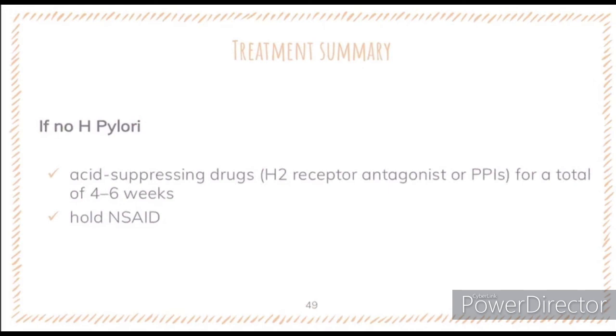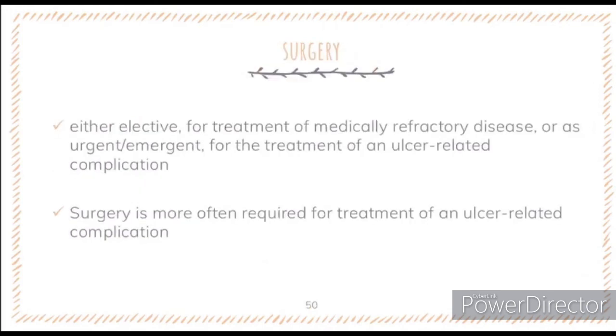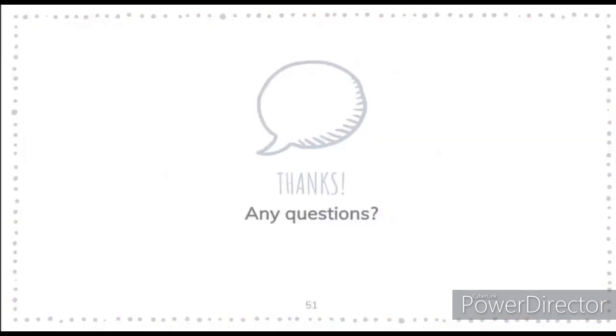However, if there is no H. pylori infection, we can just give an acid-suppressing drug, either histamine receptor antagonists or proton pump inhibitors, for a total of 4 to 6 weeks and hold the NSAIDs. And last, the last resort for treatment of patients with PUD would be surgery. It's either elective for treatment of medically refractory disease or urgent or emergent for the treatment of an ulcer-related complication. Surgery is more often required for treatment of ulcer-related complications.